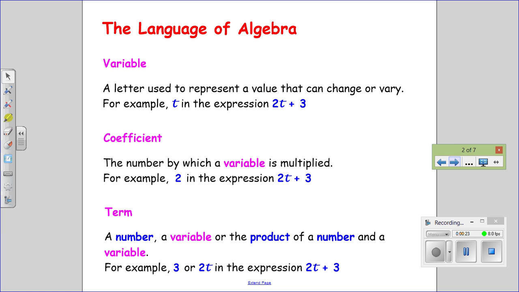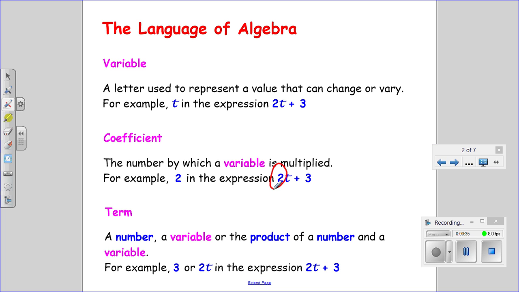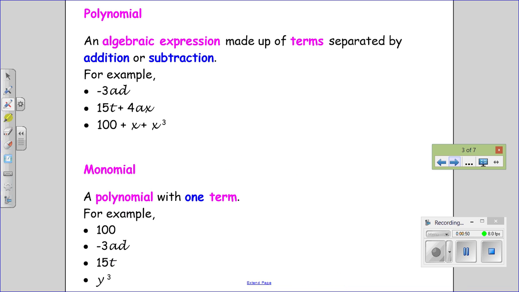Coefficients are the number by which a variable is multiplied, or the number in front of the variable. For example, the number 2 in the expression 2t plus 3. Look right here. Terms are numbers, variables, or the product of a number and a variable. For example, the number positive 3 or 2t are both terms in that polynomial expression. Which leads us to what is a polynomial.